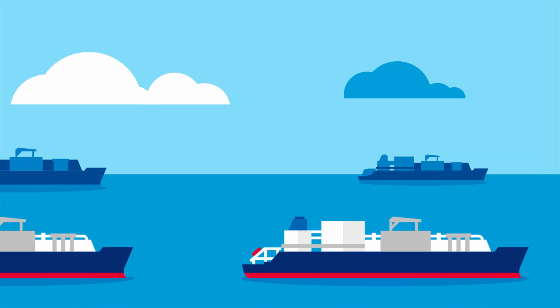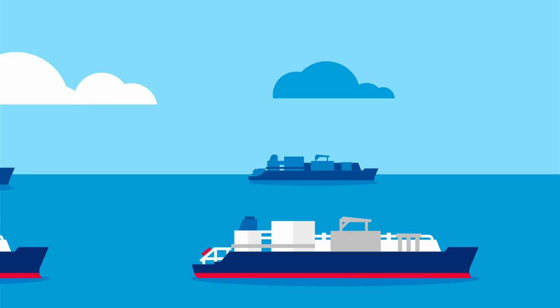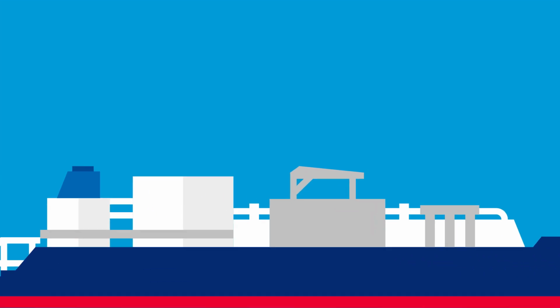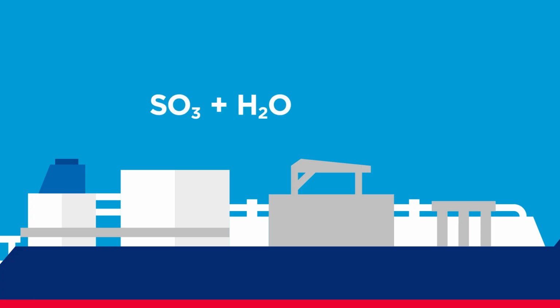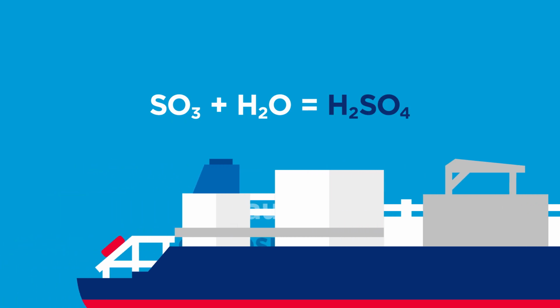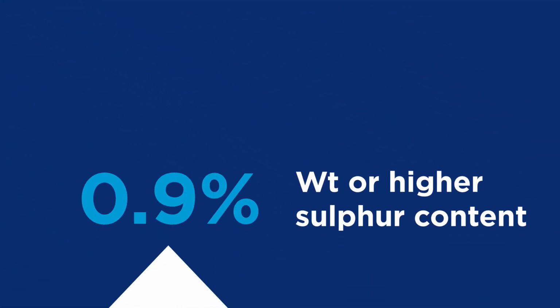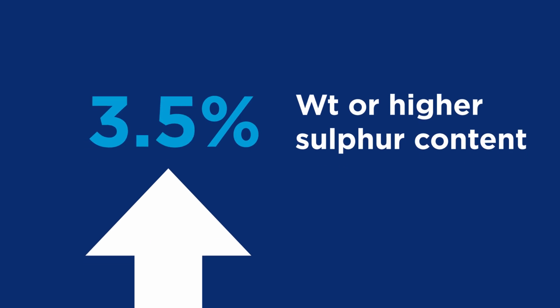Most large seagoing vessels operate on heavy fuel oil, which contains sulfur. During combustion, this sulfur generates sulfur oxides. When these oxides encounter water and condense, they can form sulfuric acid. This strong acid can cause corrosive wear on engine components if it is not neutralized. Heavy fuel oil's sulfur weight percent can be as high as 3.5. For vessels with scrubbers, still higher sulfur fuels can be supplied.